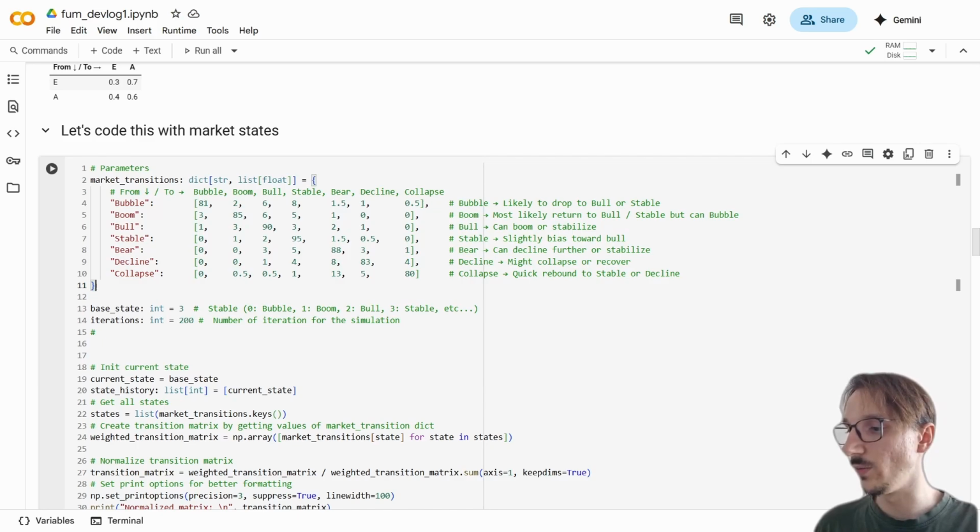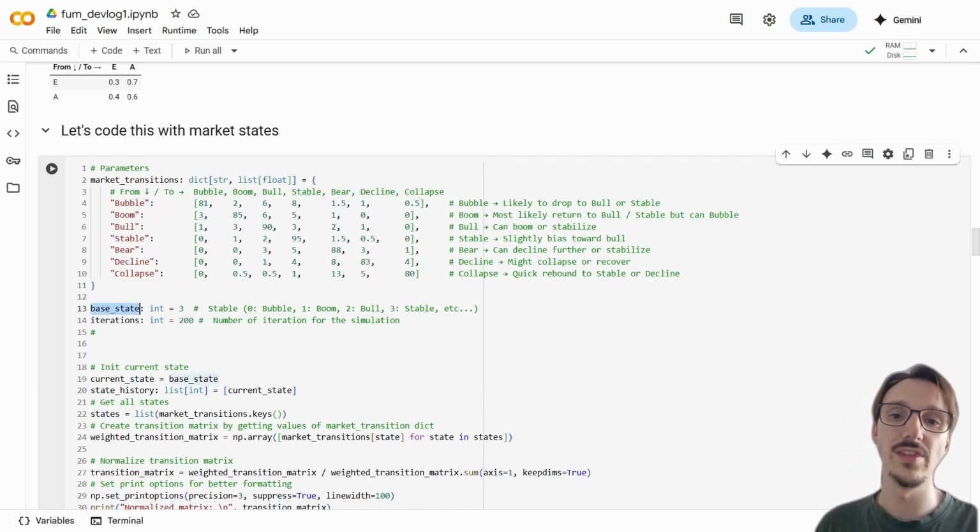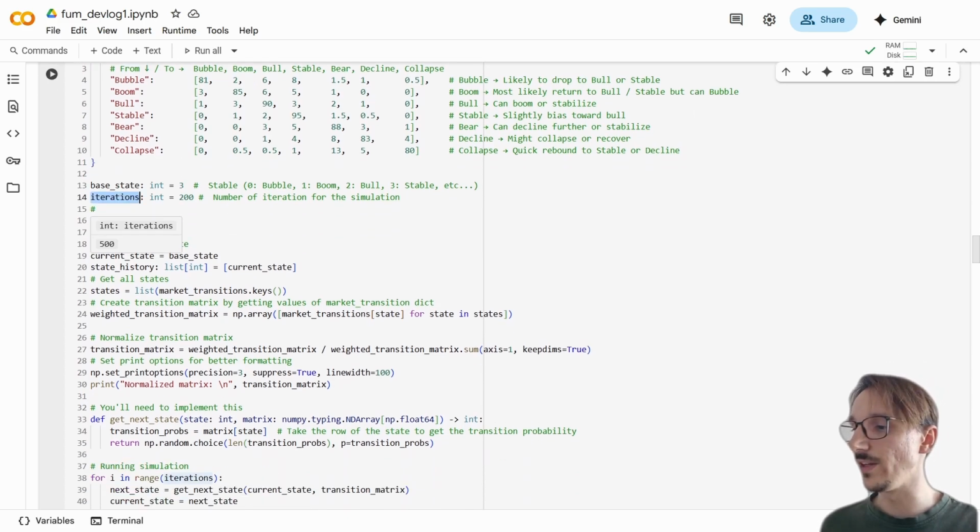Anyway, moving on, we got the second parameter, which is the base state. In that case, it's the stable state. So it's in order from top to bottom. So bubble is 0, boom is 1, and so on. So we got stable state here. And finally, the number of iterations that will run the simulation. Okay, let's see the main code here.